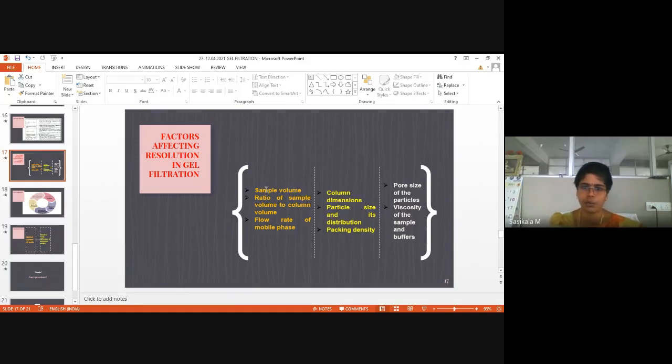Okay. Sample volume represents sample. Here the ratio of sample volume and column volume represents stationary phase and sample. Flow rate of mobile phase represents mobile phase. Column dimension represents the column used. Column means glass column or plastic column, what material you are using, with the dimension for its separation. Then particle size and its distribution says about the stationary phase, and packing density also says about stationary phase. Pore size also comes under stationary phase. Then viscosity of sample and buffers is related to sample and mobile phase. So these are all the parameters that affect the resolution in GPC.